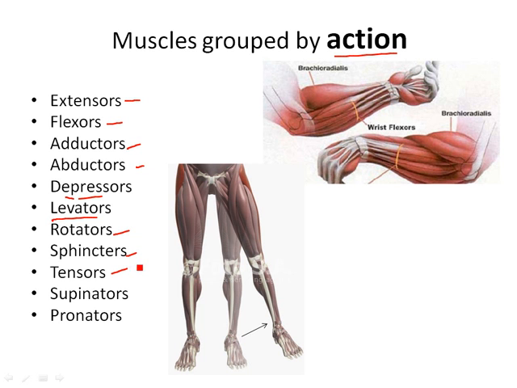You have tensors. You have supinators and pronators. Remember to supinate, so turn your hand up. Pronate, turn your hand down. And tensors a lot of times have to do more with posture type muscles, but there's a few that are separate from that, and we'll talk about those too.